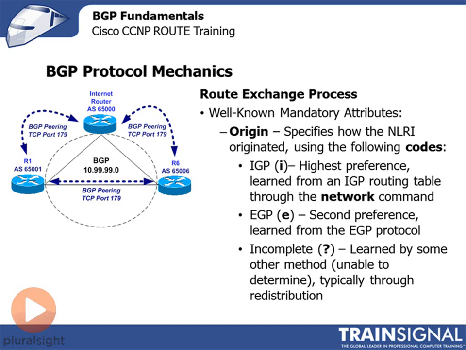And the last is incomplete, which is signified by a question mark. It doesn't mean that it's incomplete in the sense that it doesn't have all the correct attributes, but it means that it's unable to determine how the route was learned. And this is typically what you will see when a route's redistributed from another routing protocol. So IGP number one preference, EGP second preference, and incomplete is signified by the question mark. This is the origin attribute.